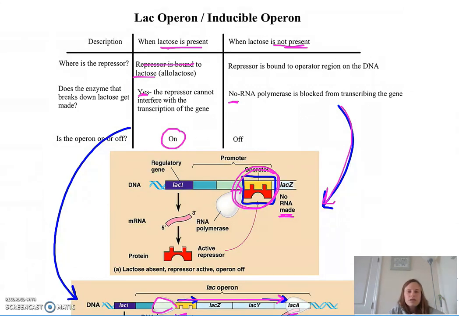In the next video, we're going to talk about the trp operon, which is an example of a repressible operon.